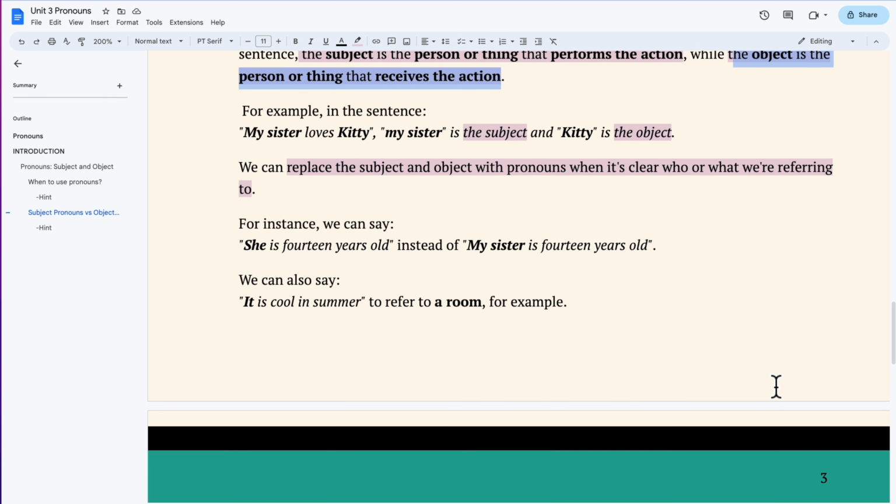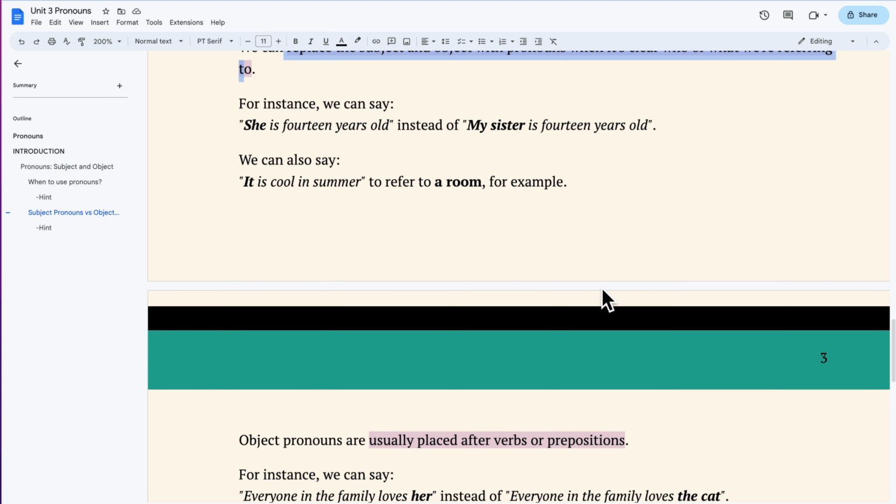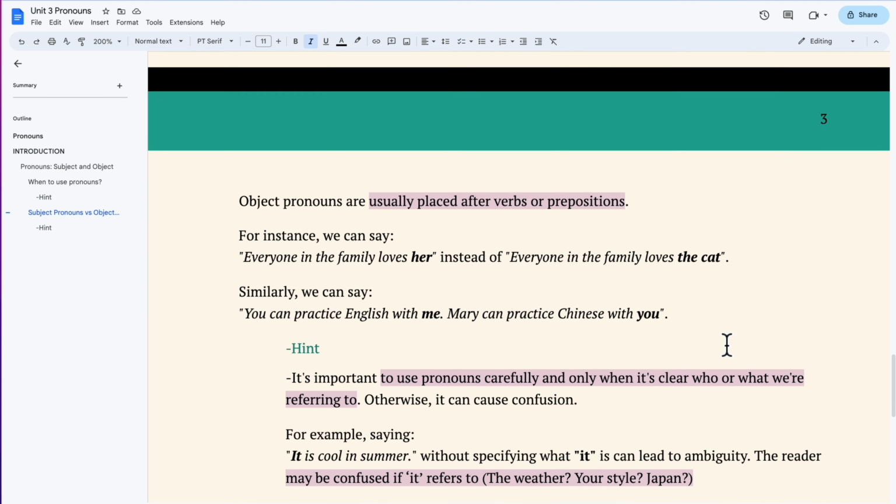For example, in the sentence, my sister loves Kitty, my sister is the subject and Kitty is the object. When it's clear who or what we're referring to, we can replace the subject and object with pronouns. For instance, we can say, she is 14 years old instead of my sister is 14 years old. Similarly, we can use it to refer to an object such as a room, like it is cool in summer instead of the room is cool in summer.